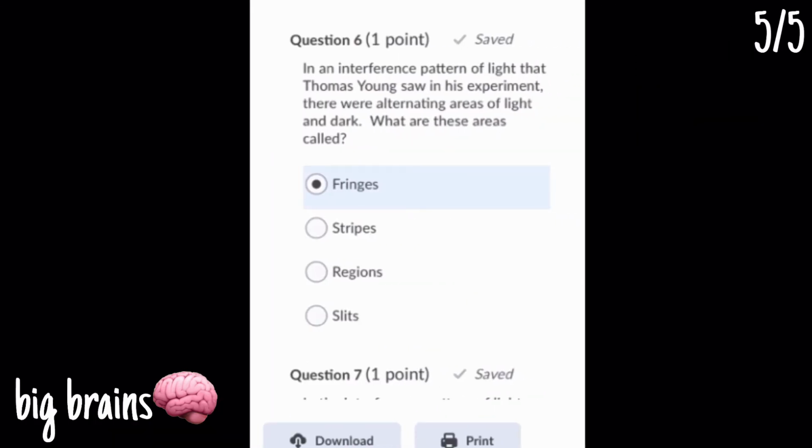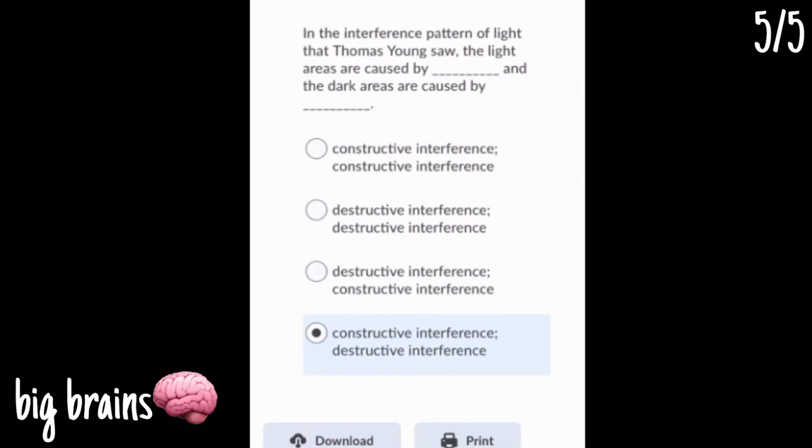Number 6. Okay, so the alternating areas of light, like the little bands where it's light and then dark and then light and then dark, those are called fringes. In an interference pattern of light, the light areas are caused by, basically what I was saying, constructive interference, so it's going to produce light and be brighter. If it's destructive, it's going to cause dark areas, because they're going to cancel out.